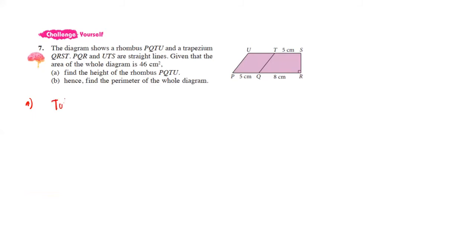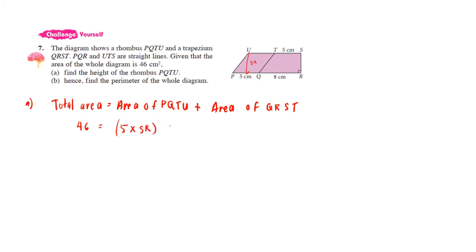So we know that the total area equals the area of PQTU plus area of QRST. So the total area here is 46 cm square. The area of PQTU is the base times the height. We do not know the height because it is SR. It's the same length as SR. So we'll just put this here as 5 times SR.